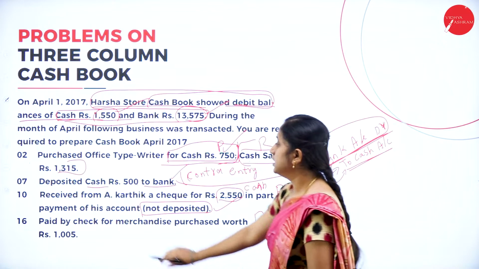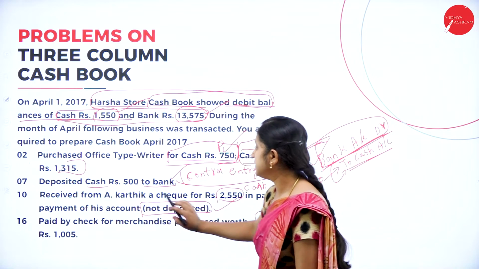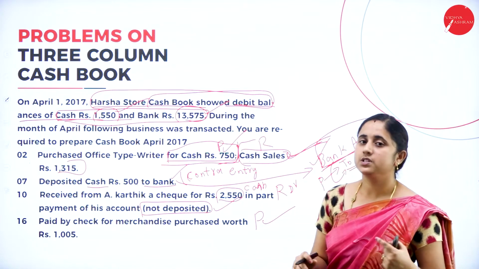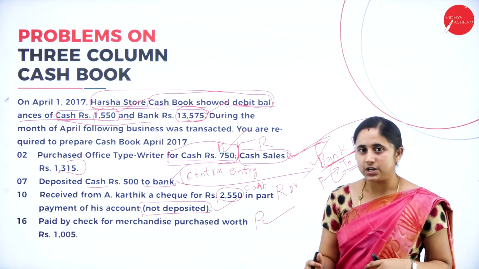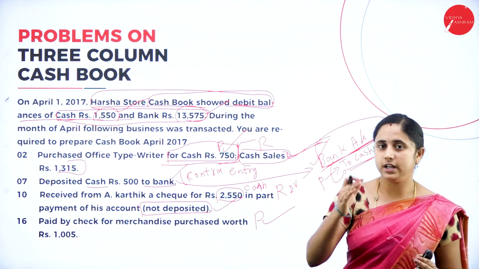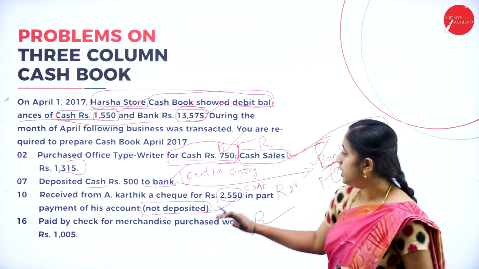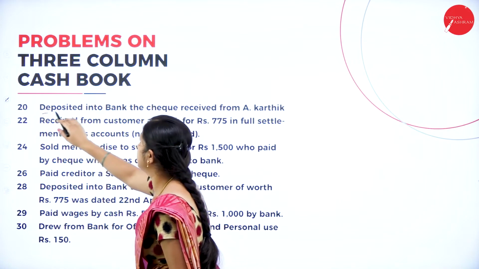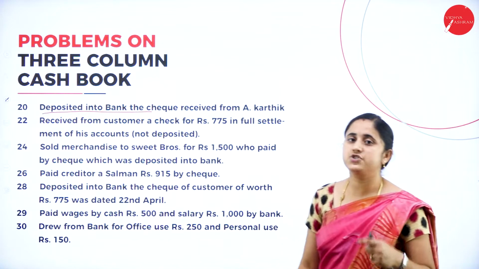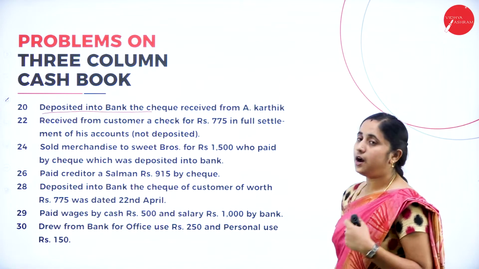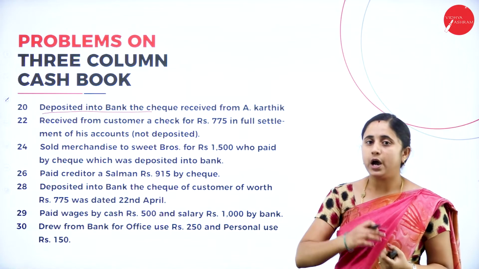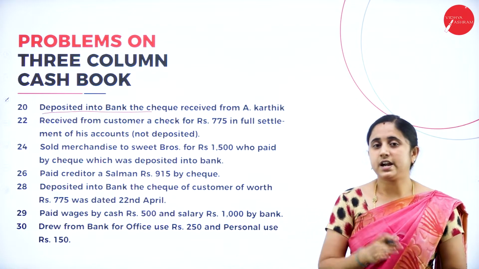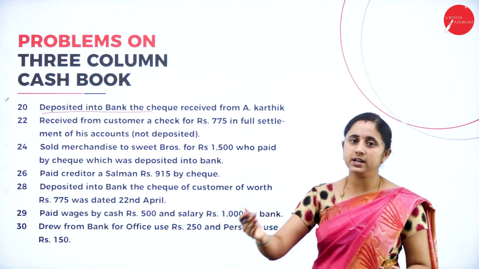So here on April 10th, you will receive the check from Karthik and consider it cash received. Check received is equal to cash received, so the amount is written in the cash column. Now on April 20th, you are going to deposit the check into bank. Now the check is yours, so you are going to deposit the check in bank. So this is the transaction between bank and cash.